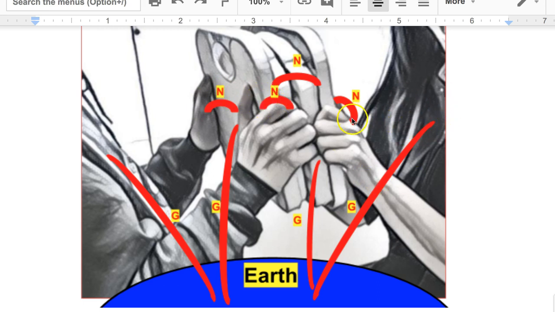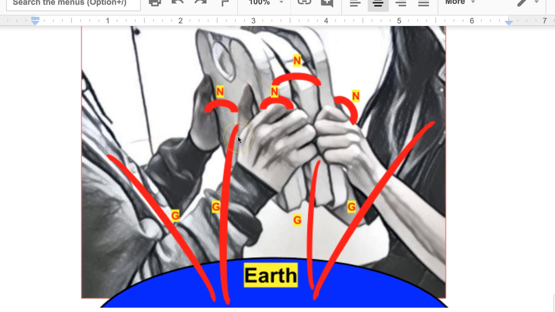The second student here, her hand applies a normal force to her scale, and then there's a force between the two scales. So the scales are pushing on each other. The scale on the left is pushing with a normal force on the scale on the right, and vice versa. The scale on the right is pushing with a normal force on the scale on the left.